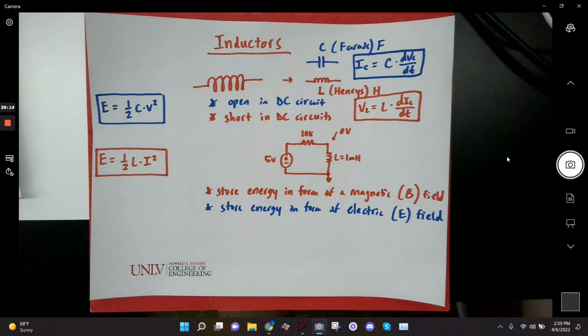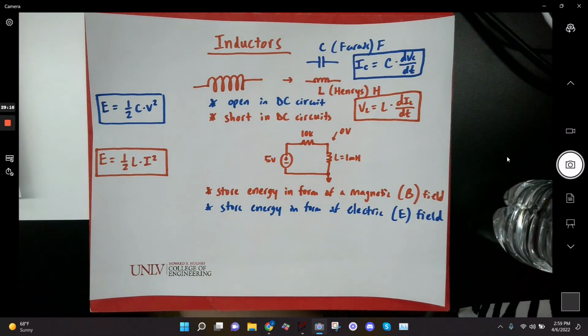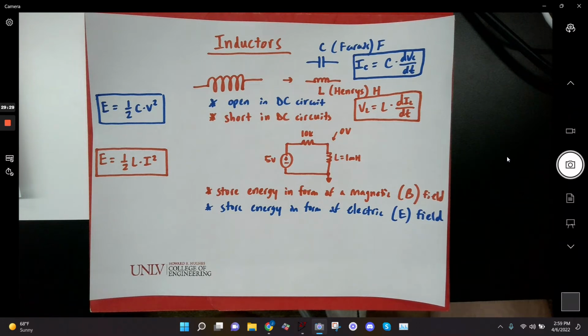Before I start, I don't think there's anything deeper to go into here. We're probably just going to jump right into RL circuits because they're very similar to RC circuits. So if you feel pretty confident with RC circuits, I don't think RL circuits will be all that crazy. But before I move on, does anybody have any questions about anything here or about inductors in general?